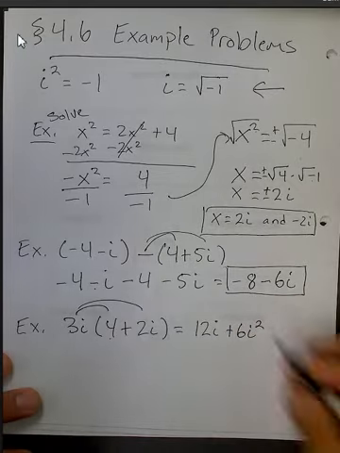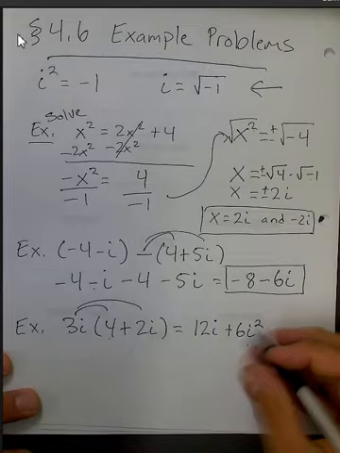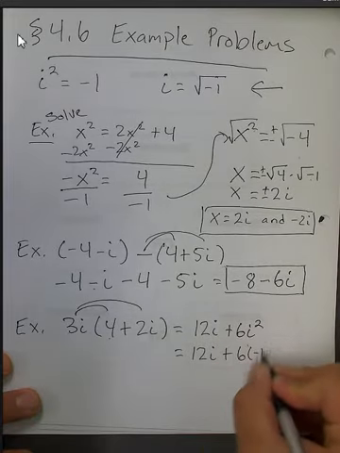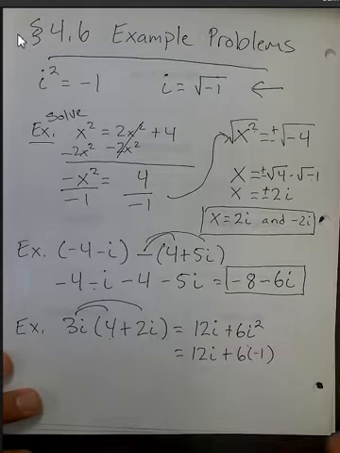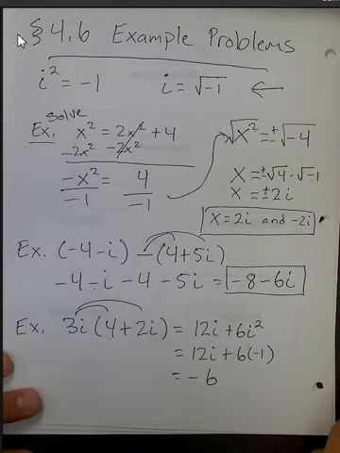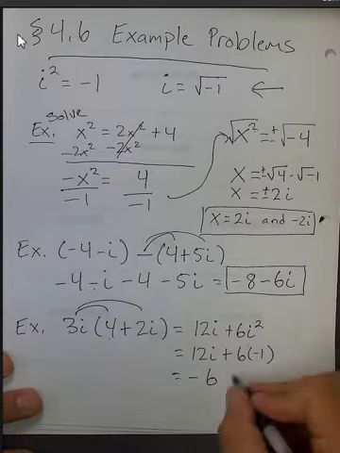i squared is equal to -1, so we can substitute. That becomes 12i plus 6 times -1. And 6 times -1 is -6. And to write this in standard form, let's put the real part, the ones without the i's, in front, and the imaginary part in the back.